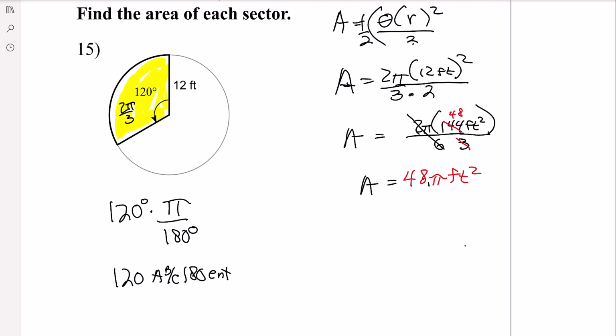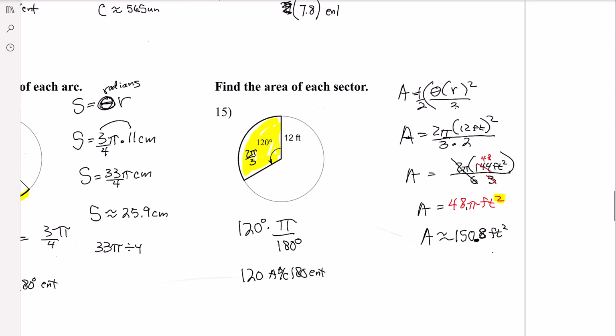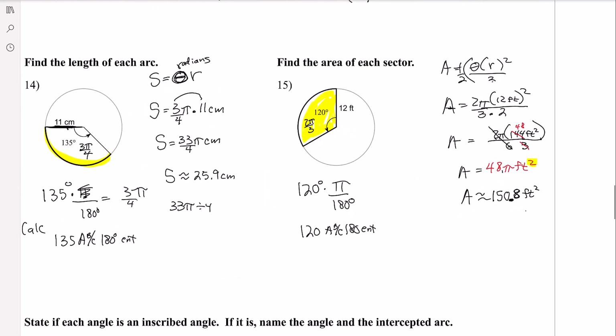So that's why it gets squared. And then to get the approximate, just type 48 times pi. So we get about 150.8 because the 7 rounds up to 8, 150.8 feet squared. All right, that is this for arc length and area of a sector.